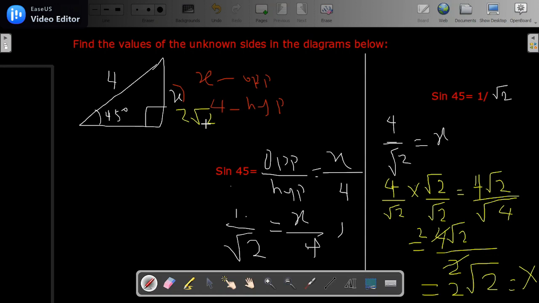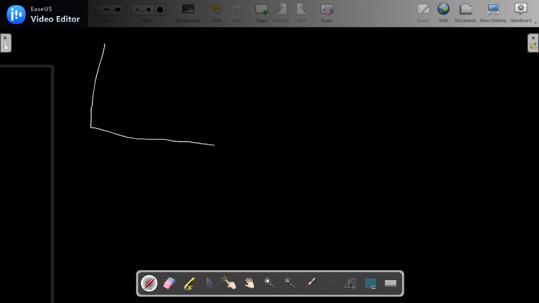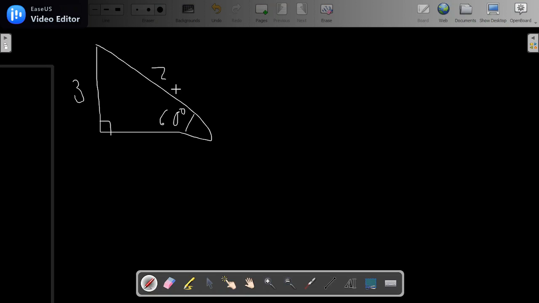So let's have another question. I'll be rounding off the class. So what's the next question? We have a diagram like this, and, maybe I should make use of another angle. We have the angle of 60 degrees here, and 3 here, then Z. We have 2, then Z.